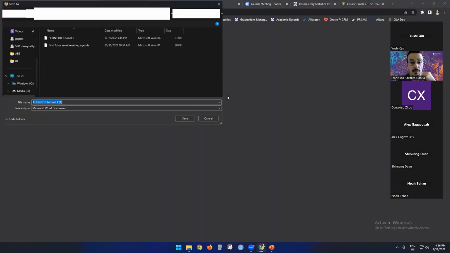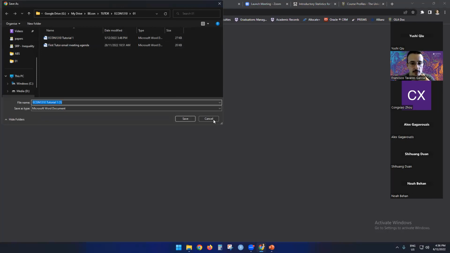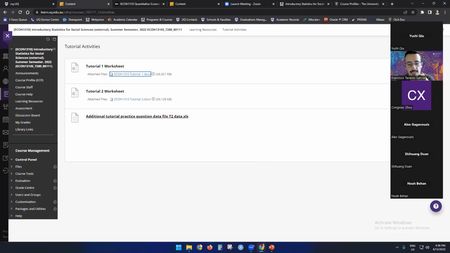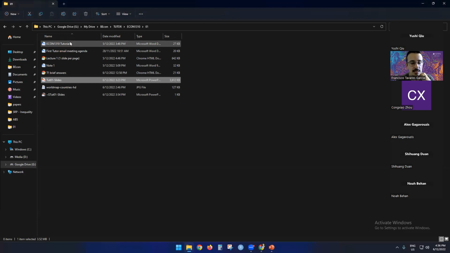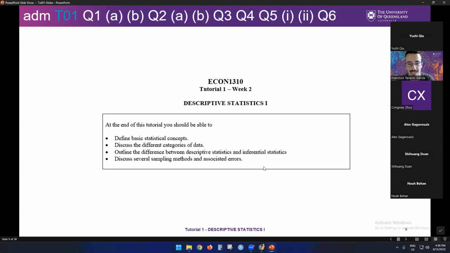If you click in my computer, it offers to save, so I will cancel. I could open it, but you will notice that I have print screen for each of the questions, so I'll just stick with my PowerPoint, if that's all right.